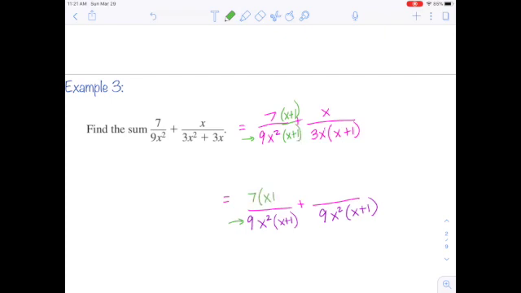So in my numerator, I would have 7 times x plus 1. And then I go to my next fraction. And I take a look. I have 9x squared times x plus 1. And I have 3x times x plus 1. What do I have to multiply to get that common denominator?